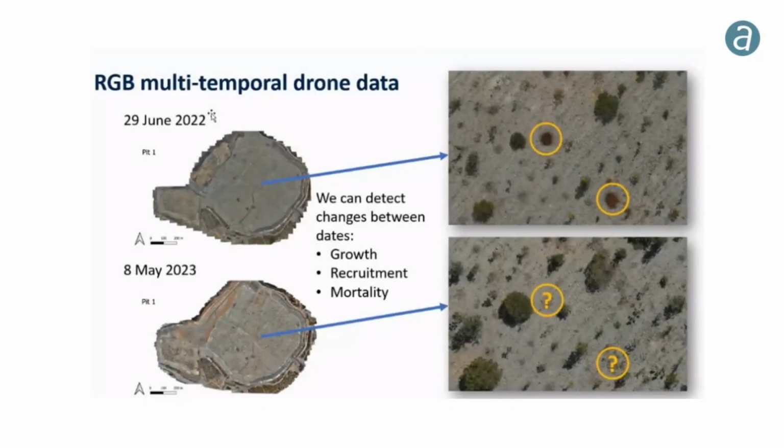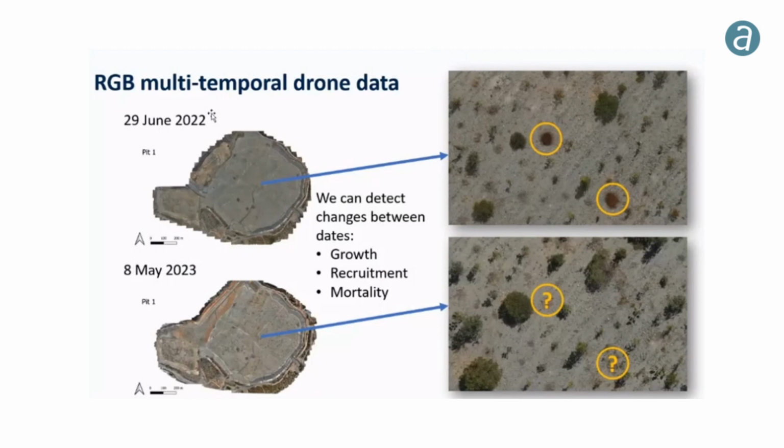Yeah, so I've got a couple of slides on that. All right. So we do a lot of multi-temporal comparisons of data. This is just an example of looking at revegetation, or the changes in revegetation over time. We've got 2 dates here, so we can detect the changes between dates. So we can look at growth.